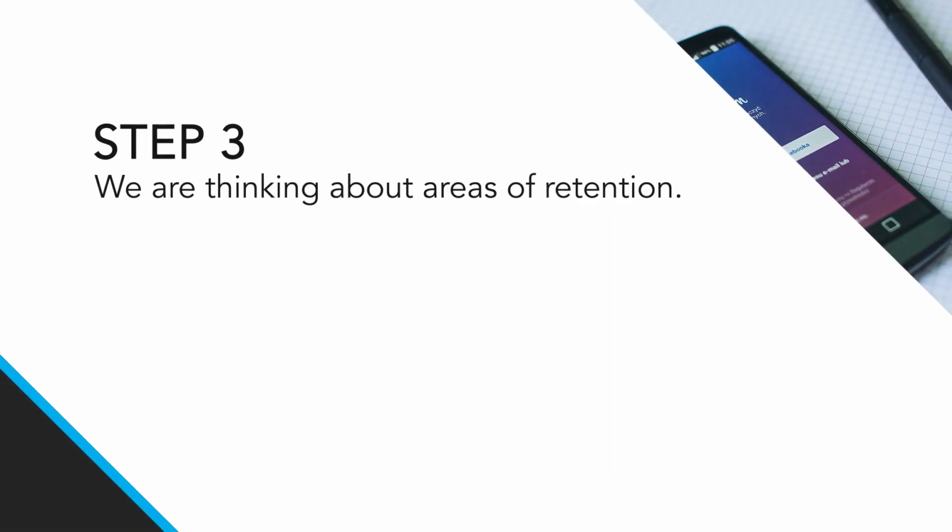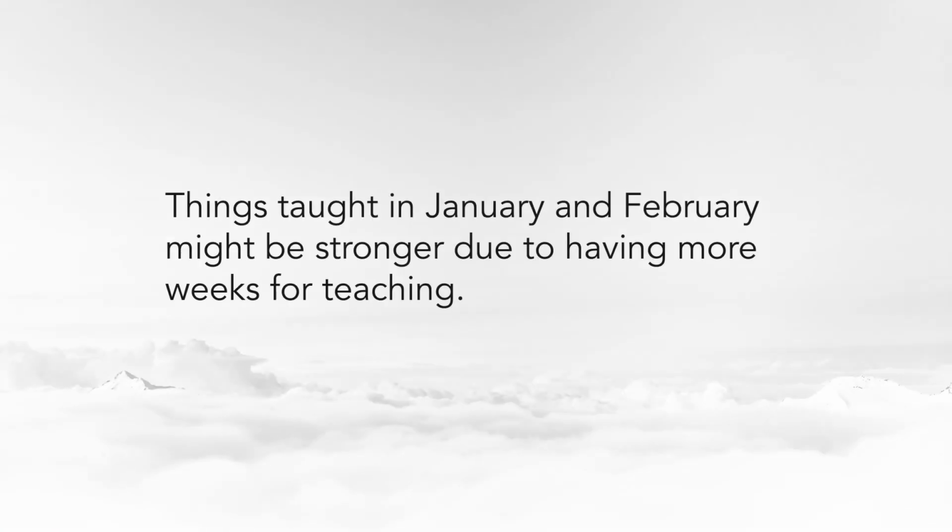As we get into step 3, we're reading these standards and we're thinking to ourselves, beginning, middle, or end within a given year. We want to think about areas of retention. Things taught in January and February might be stronger. I might have more time to develop it. I have 7 weeks of instructional time in the average American school, whereas in September and October, I only have about 5 weeks of instructional time if I'm lucky. So these kinds of considerations are going to be important. So we're going to call those the in context or the horizontal alignment.